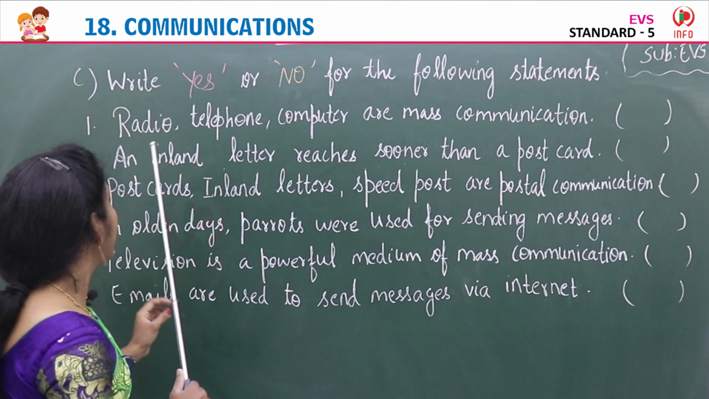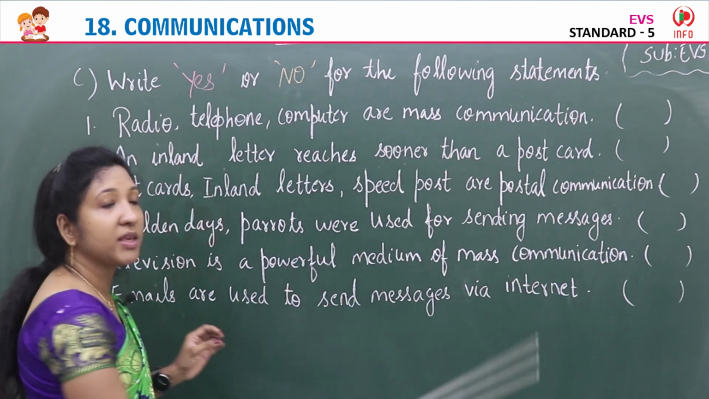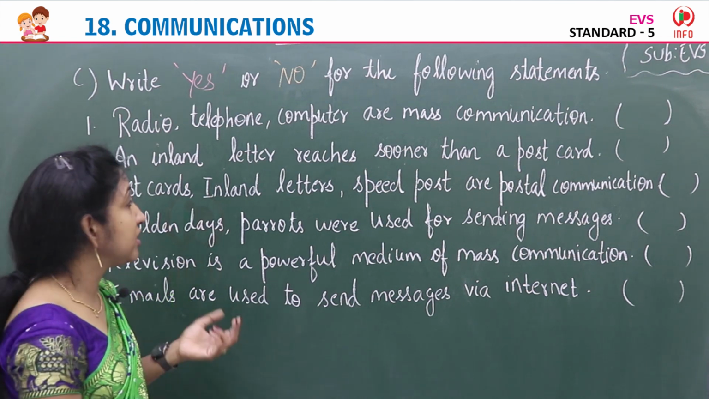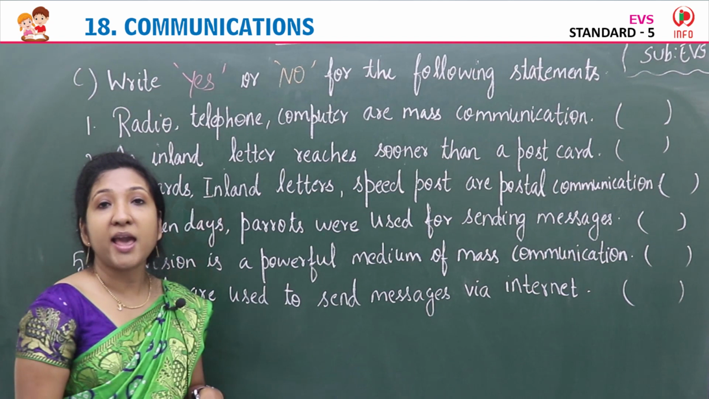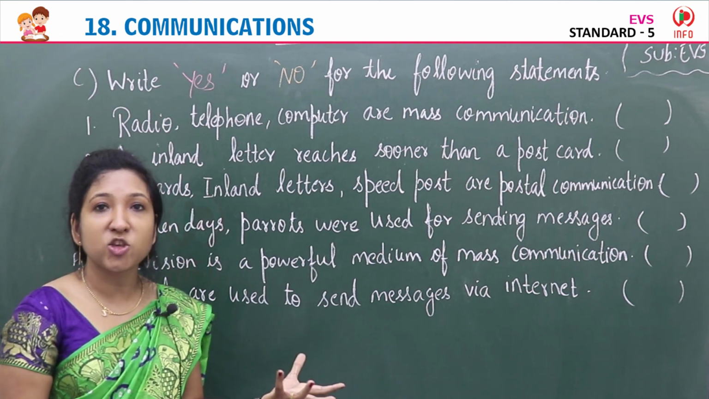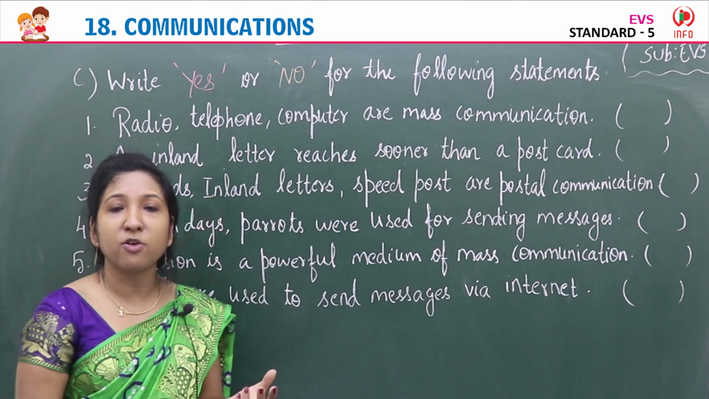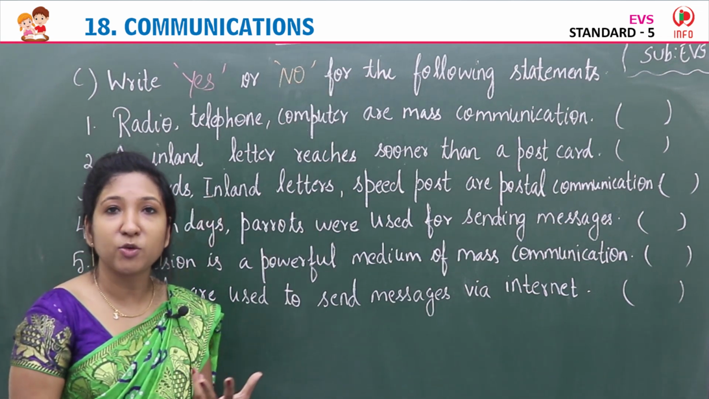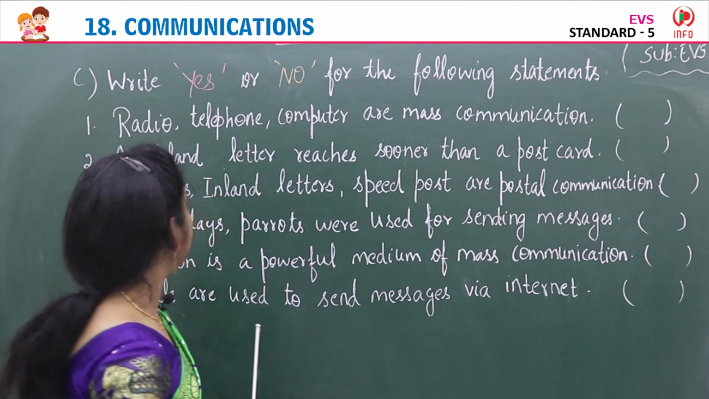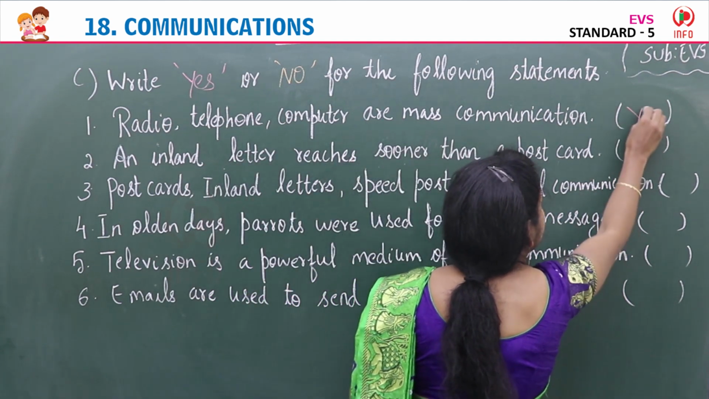So the first one, radio, telephone, computer are mass communication. Is it a correct statement? Radio, telephone, computer, they are all mass communication. Sending information to a large number of people is mass communication, and radio, telephone, computer, they are all mass communication. Yes, so you can write yes in the brackets.